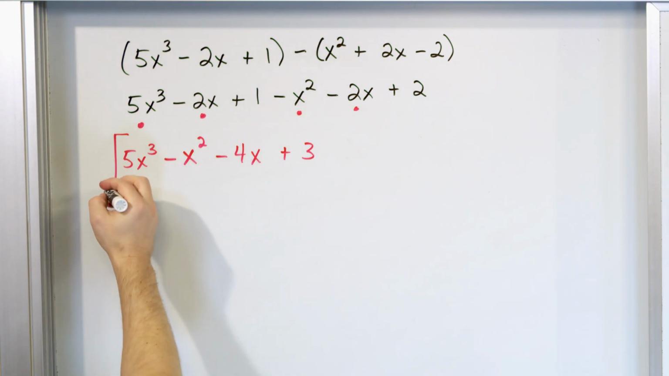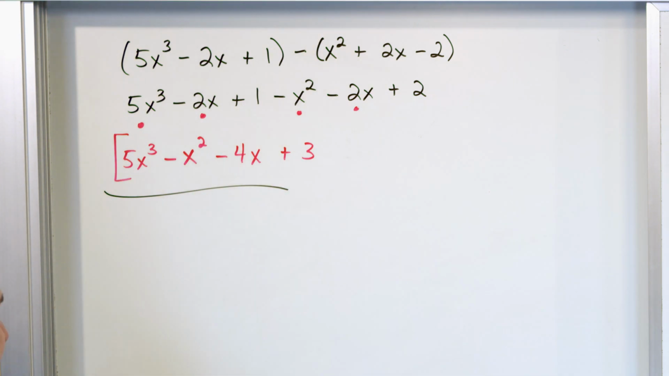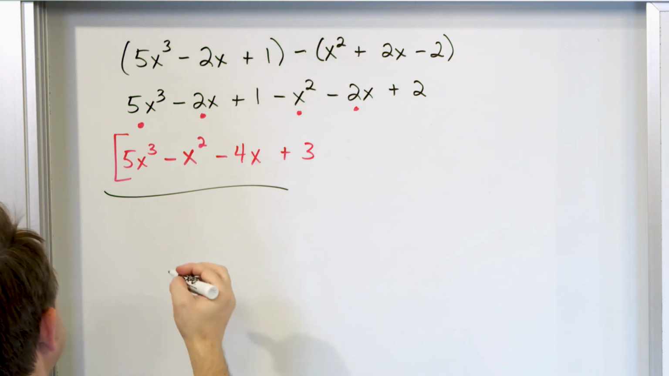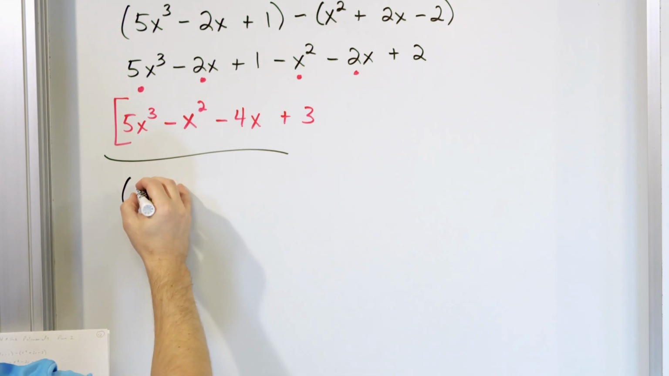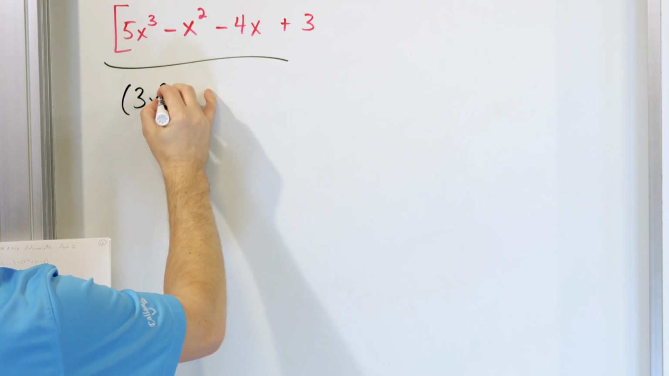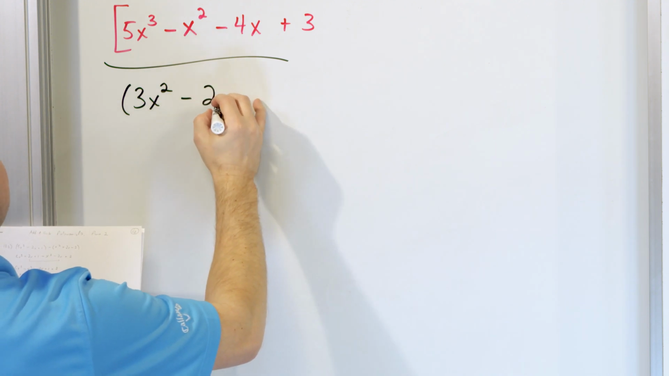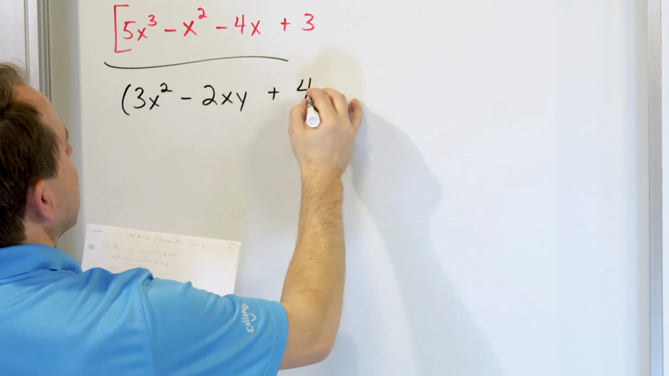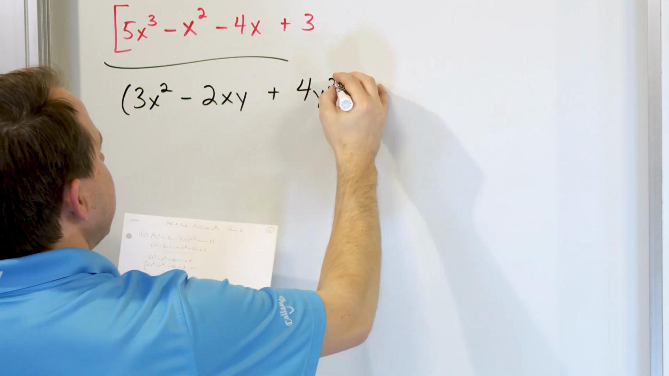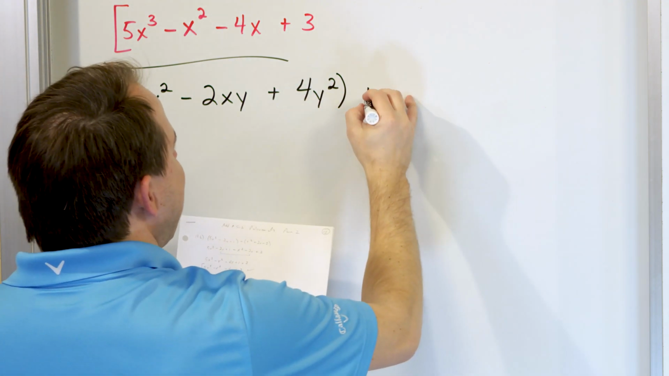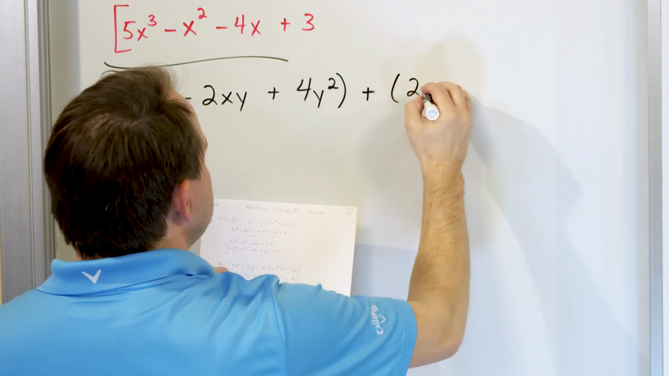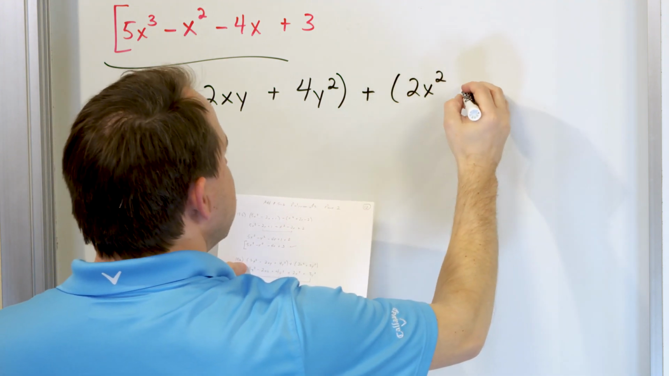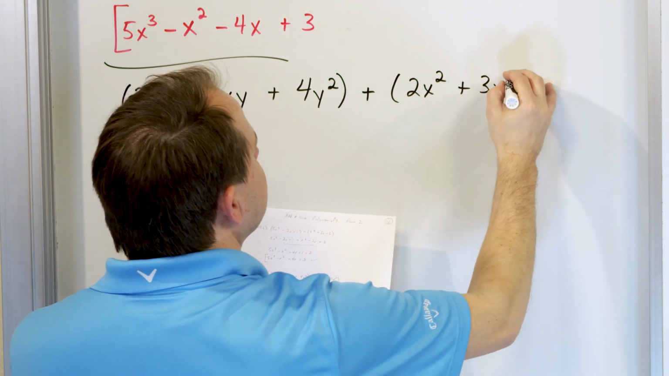Every single problem we are going to do in this lesson will be basically done exactly as we have done this one. It's just that you have to be a little careful not to make mistakes when adding like terms. So for the next problem, what if we had 3x squared minus 2 times x times y plus 4y squared, and we're going to close that off, and then we'll add to that 2x squared plus 3y squared.